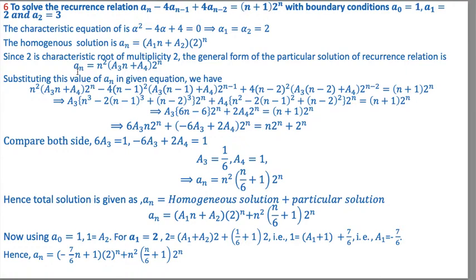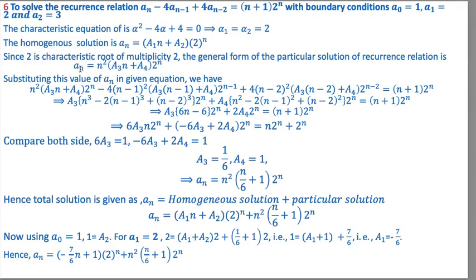Because 2 is a characteristic root of multiplicity 2 and n plus 1 is a polynomial of degree 1, therefore we write an equal to n square into a3 n plus a4 into 2 raised to n. See, this is a polynomial of degree 1, so that's why I have written a3 n plus a4. It is multiplied by 2 raised to n. Because 2 is of multiplicity 2, therefore n square. This term is multiplied when the multiplicity is 2.